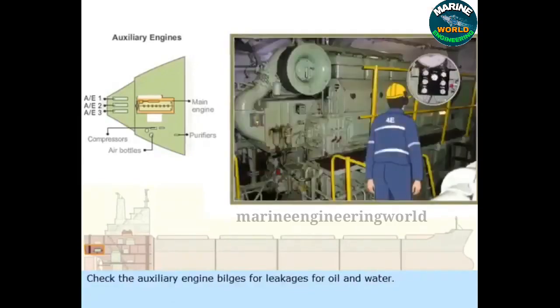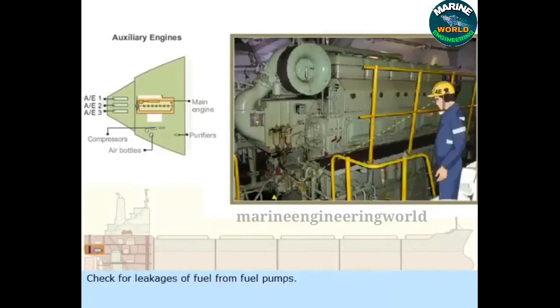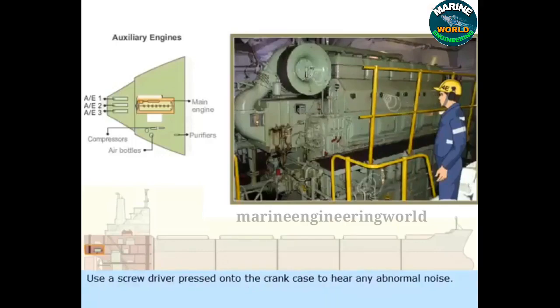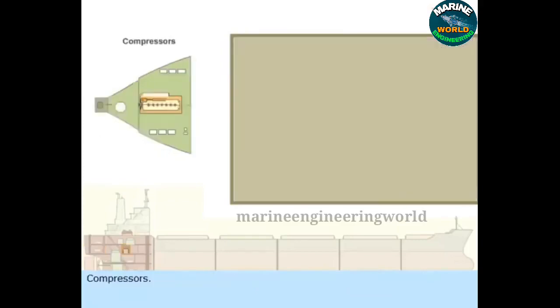Check the auxiliary engine bilges for leakages of oil and water. Check for leakages of fuel from fuel pumps. Check the cooler inlet and outlet temperatures. Check rocker arm lube oil level at the tank. Check for abnormal noise from the engine, mainly from the crankcase and turbocharger. Use a screwdriver pressed onto the crankcase to hear any abnormal noise.